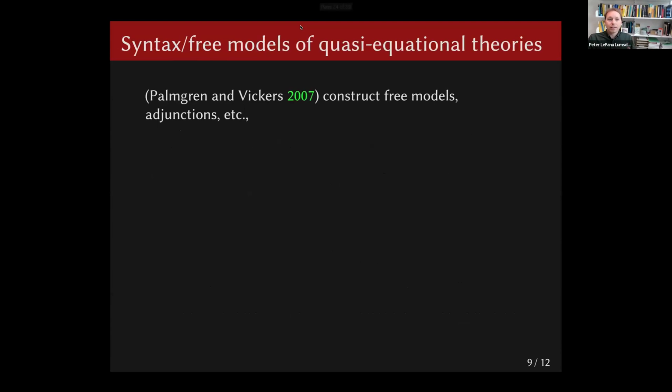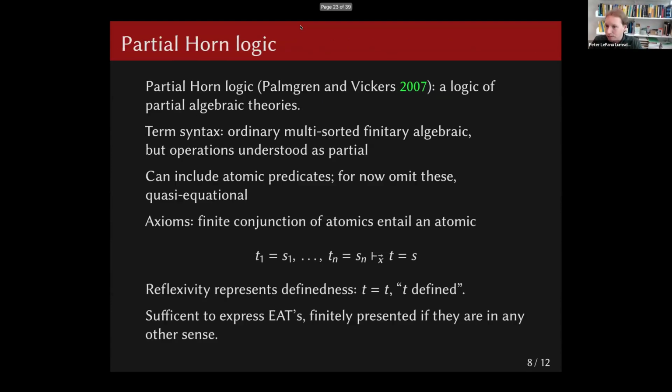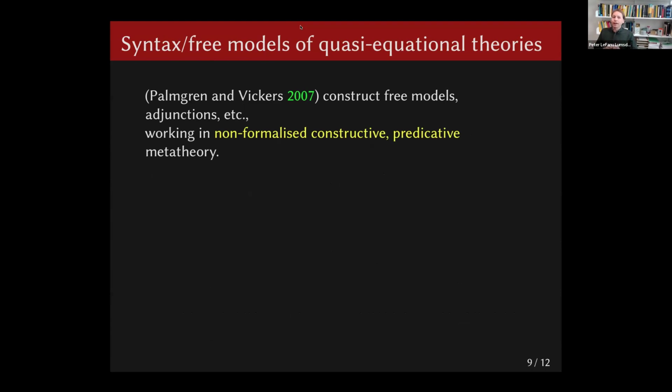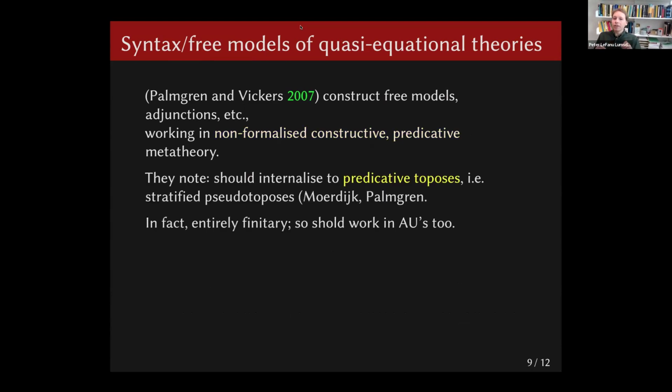So, what have we got for that? The paper of Palmgren and Vickers that introduces partial Horn logic, they construct everything you might want for it. They do free models, the adjunctions between categories of models of different theories, and so on. And what setting do they work in? They work in a non-formalized constructive and predicative metatheory. They're very clear that they are being quite careful to be constructive and predicative throughout. And so in particular, they note this should internalize to predicative toposes, by which they mean precisely the stratified pretoposes of Maietti and Palmgren. And in fact, since everything they do with these is entirely finitary, unless one wants to throw in infinitary operations, it should also restrict to arithmetic universes, which is a slightly weaker setting again than the predicative toposes.